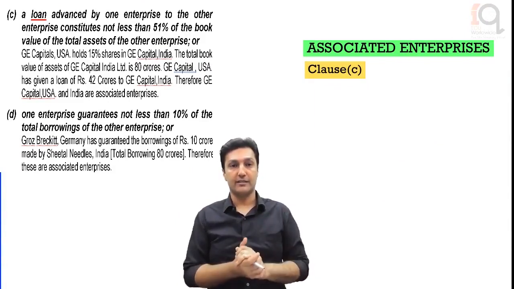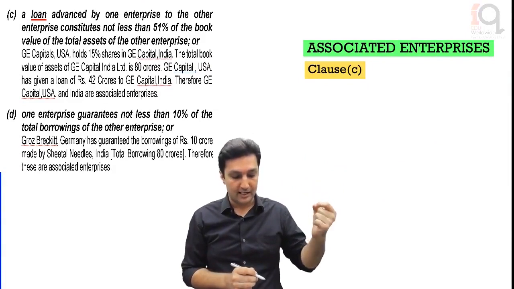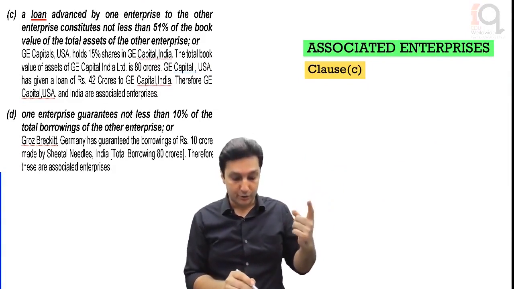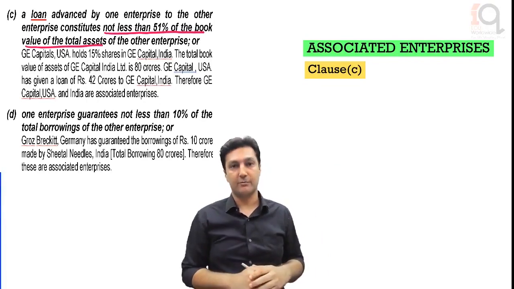Now let's look at, it says, a loan advanced by one enterprise to another enterprise which constitutes not less than 51% of the book value of the total assets of the other enterprise.